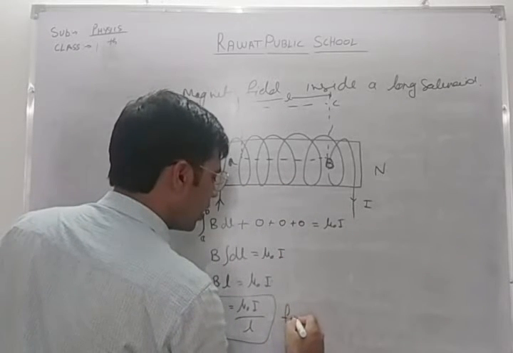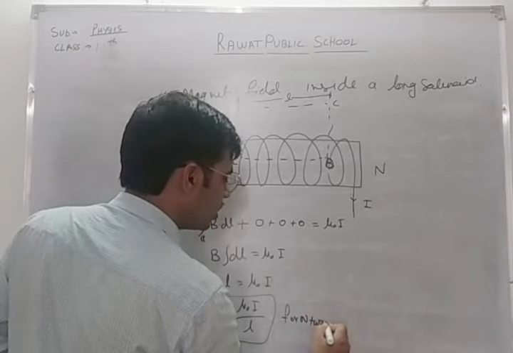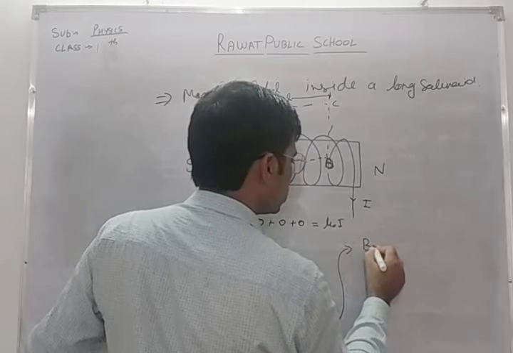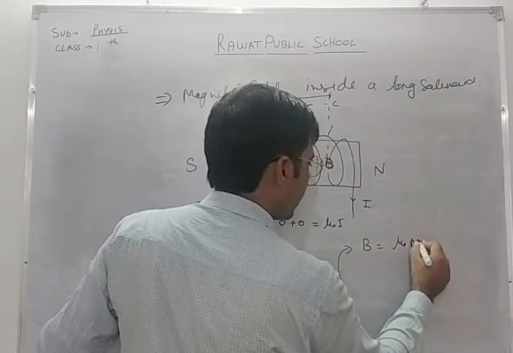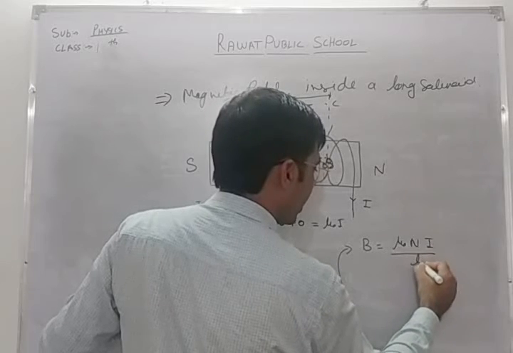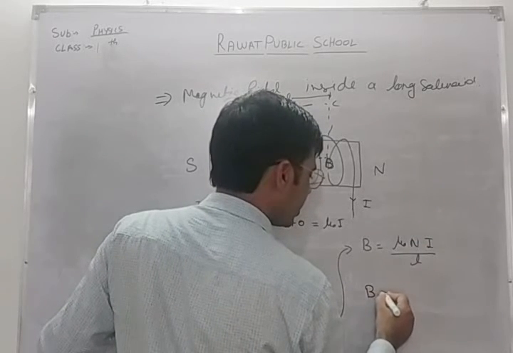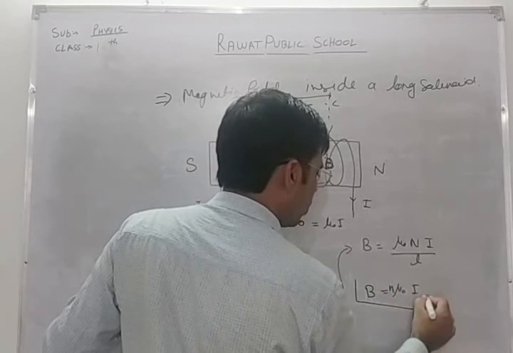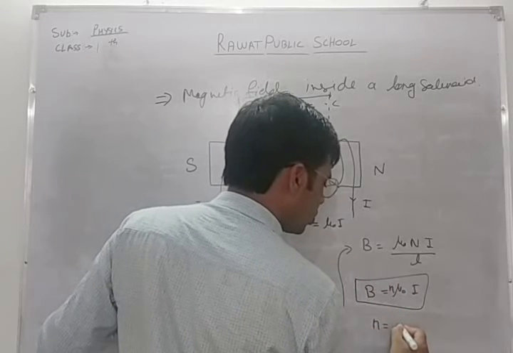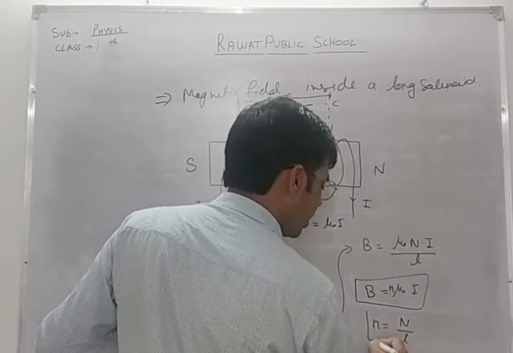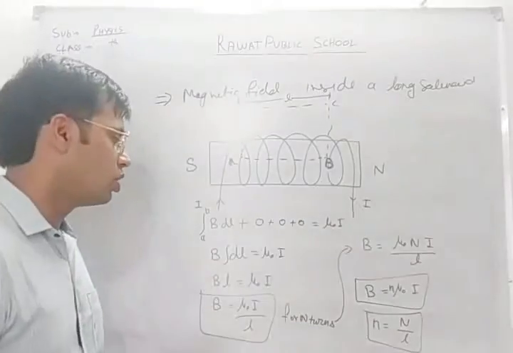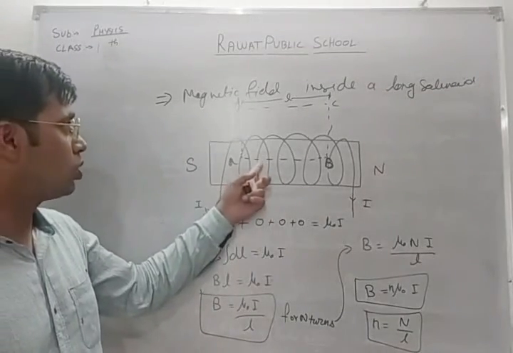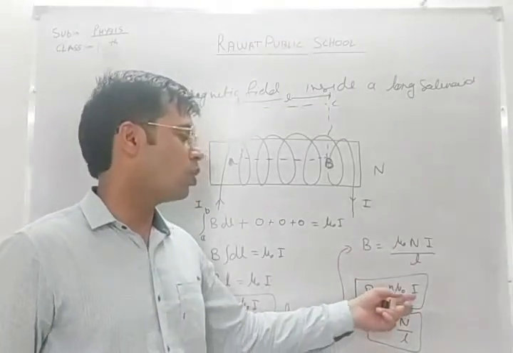Okay, this is for one term, and there are n number of terms. For n terms, we can write it as B is equal to mu naught n I divided by l, and again we can write it as B is equal to mu naught n I, where this small n is equal to number of turns per unit length. So total magnetic field inside this solenoid is B is equal to mu naught n I.